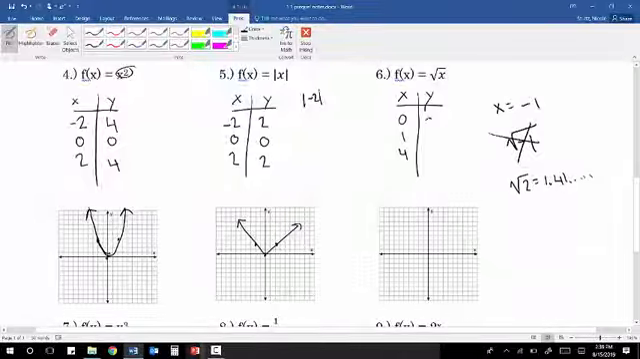So the square root of 0 is 0. The square root of 1 is 1. And the square root of 4 is a nice pretty whole number. That's definitely more doable. So we're going to put these points on here quick and see what kind of graph we get. 1, 2, 3, 4, 1, 2. So we're going to get half of a sideways U for the square root function.